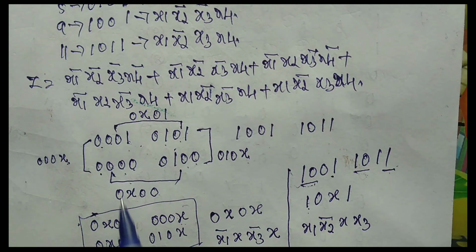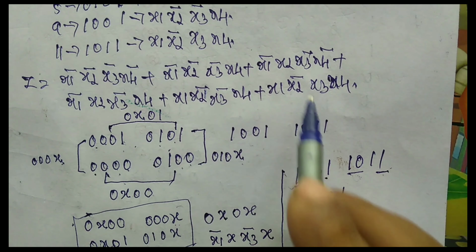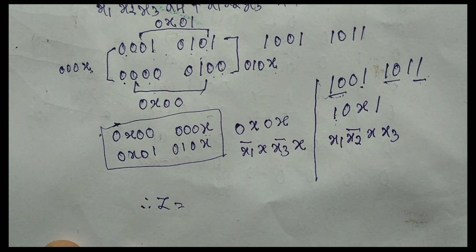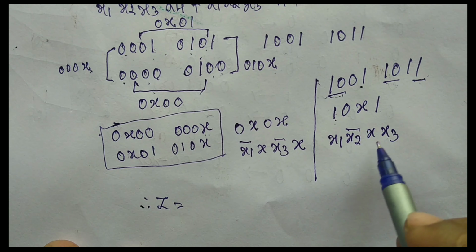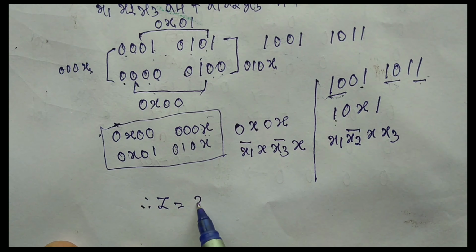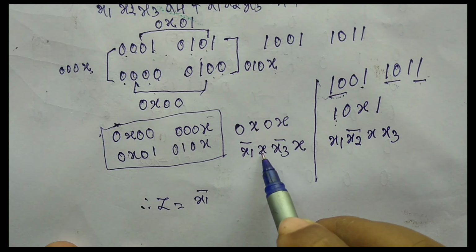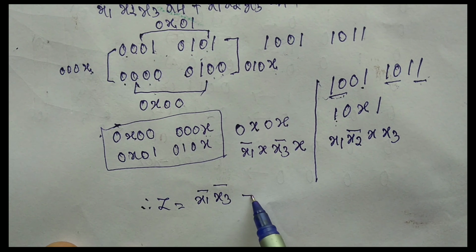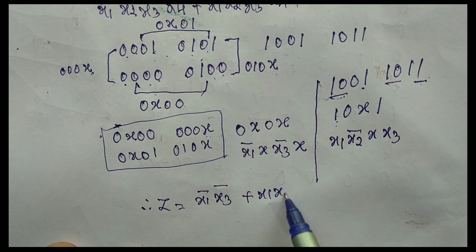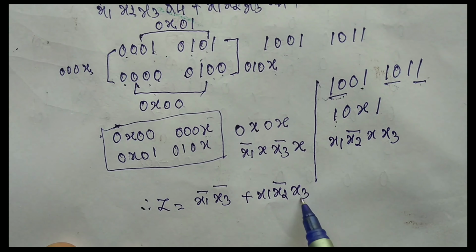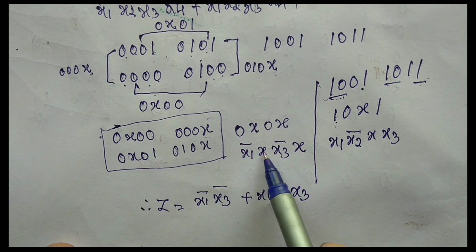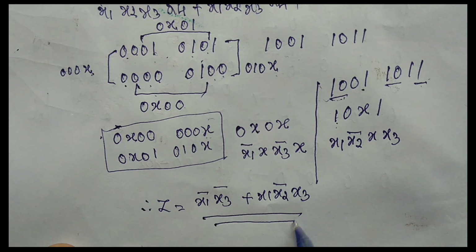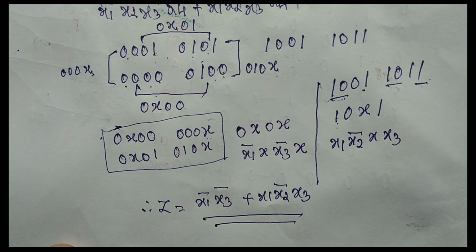So because this total z is the sum of these min terms, therefore z is equal to this x1 bar, we can omit this x, that is x3 bar, plus here x1 x2 bar x3. We can omit this x, here also x. So this is our required simplified expression for this z value.